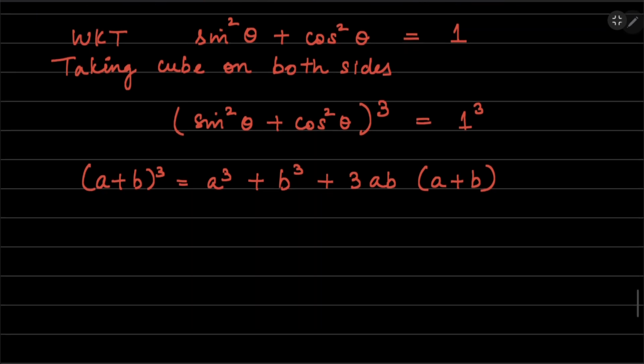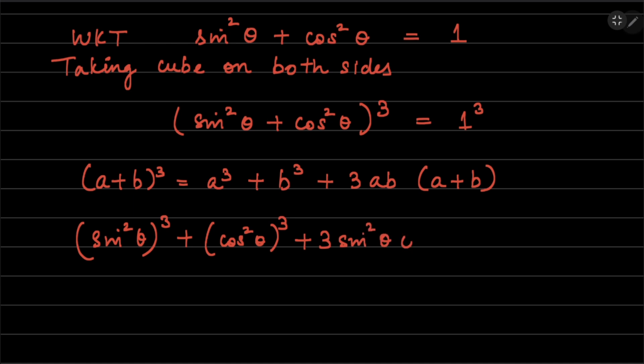Correct? So just apply it. Here your a is nothing but sine square theta and b is nothing but cos square theta. So when you expand it, what do you get? Sine square theta, the whole cube plus cos square theta, the whole cube plus 3 sine square theta cos square theta multiplied by sine square theta plus cos square theta is equal to 1.